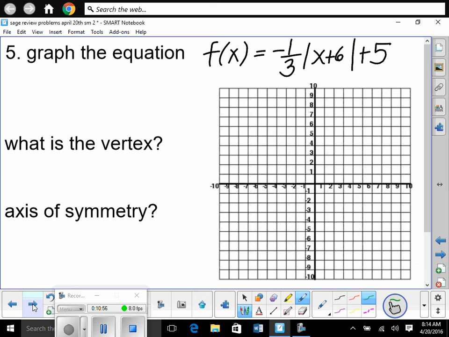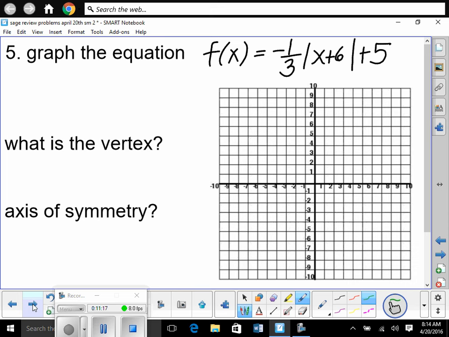f(x) is equal to -1/3 times the absolute value of x plus 6, plus 5. Now guys, you have to know right off the bat, an absolute value function is a V. You have got to know that. An absolute value function is a sharp V with a slope. A V with a slope.